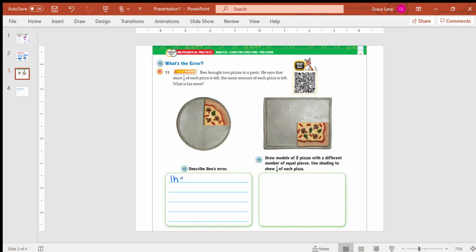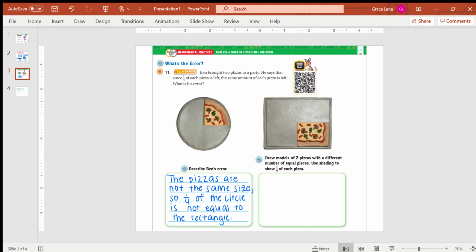So Ben's error was that the 2 pizzas are not the same size. So 1/4 of, let's say, the circle pizza is not equal to the other one, to the rectangle, because the circle is a different size than the rectangle to begin with. So when you compare fractions, the original pieces have to be the same size.